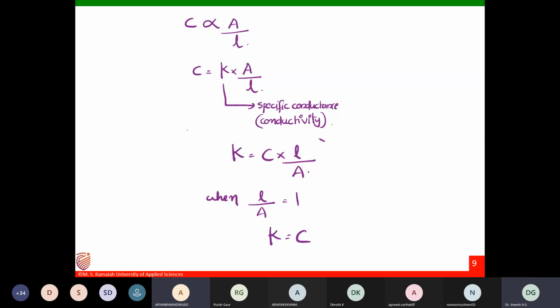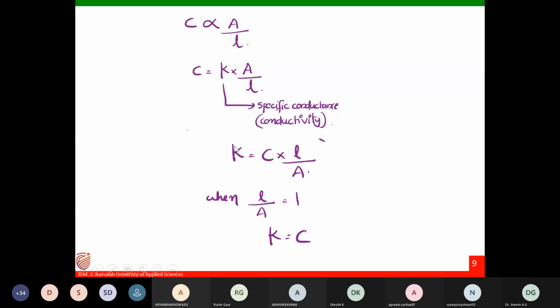We have not defined it yet. To define it, I am bringing this A by L term to the opposite side. So I will get an equation for conductivity as conductance into L by A. Conductance into L by A. Can I write the equation like this now? Did I get an equation for conductivity now?